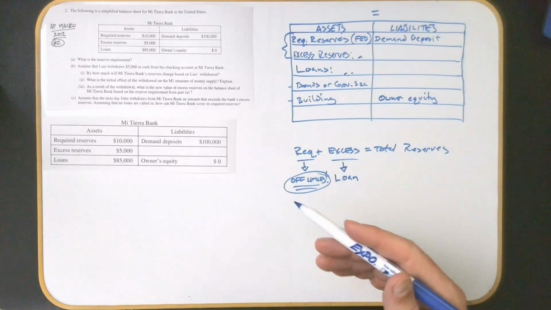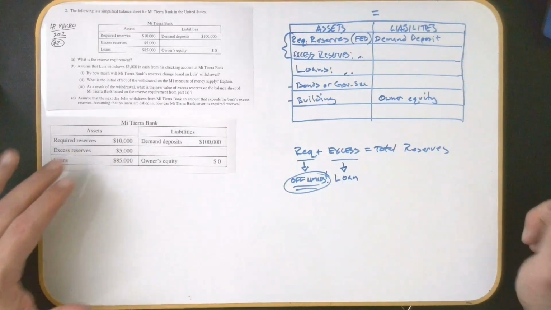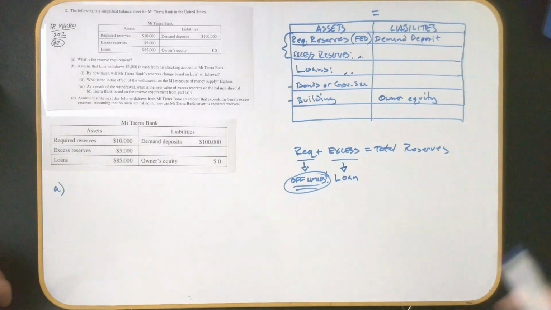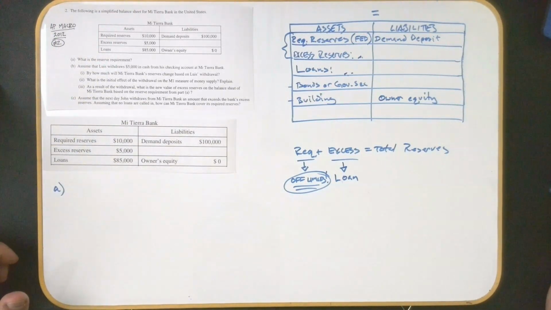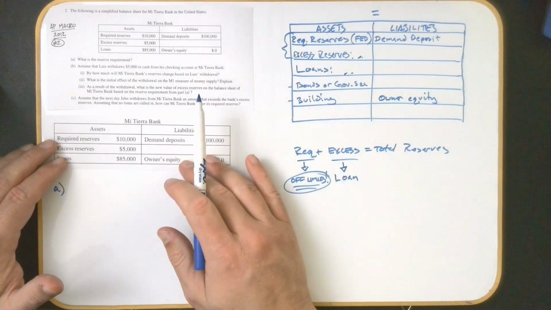So we're going to look at a question and see what we can do here. We'll leave this over here for now, and we'll attack this down here. Okay, so here's what this question says. The following is a simplified balance sheet for Mi-Tierra Bank in the United States. So let's go ahead and see what they have here. I have a larger version here.